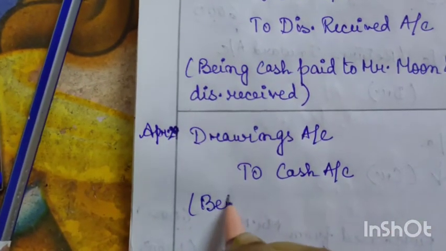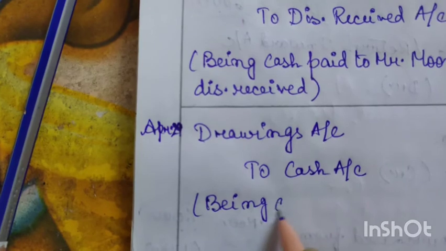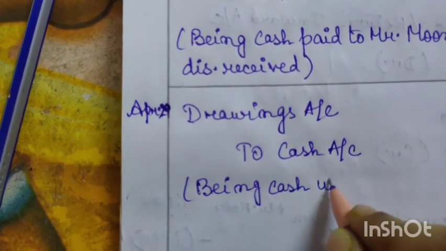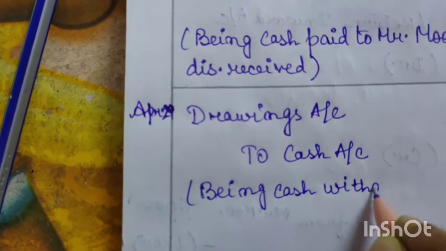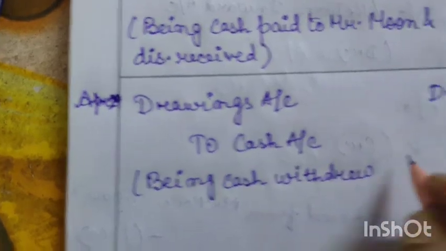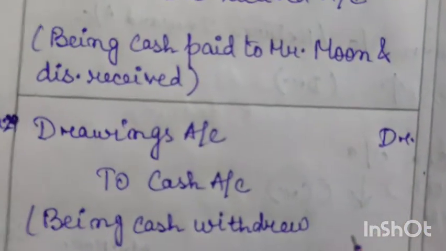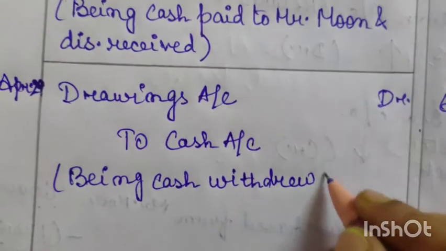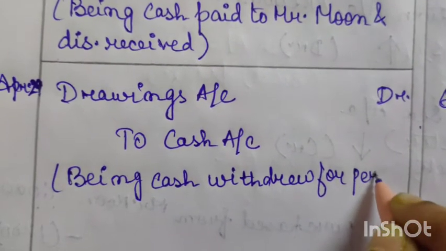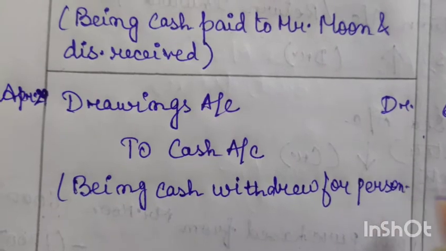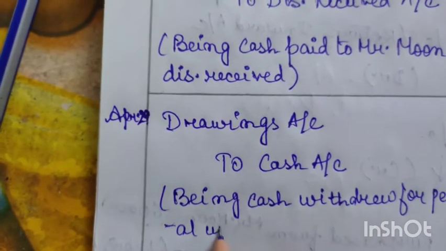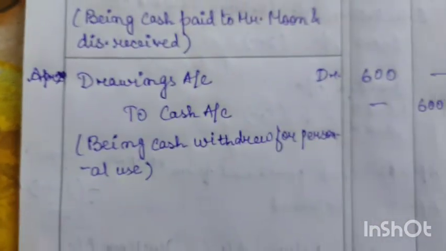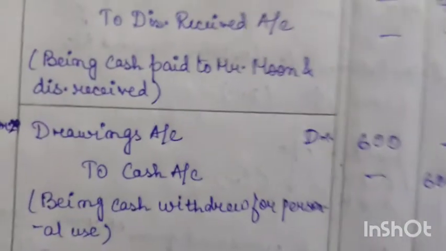Being cash withdrew for personal use. Okay, so this journal entry is done.